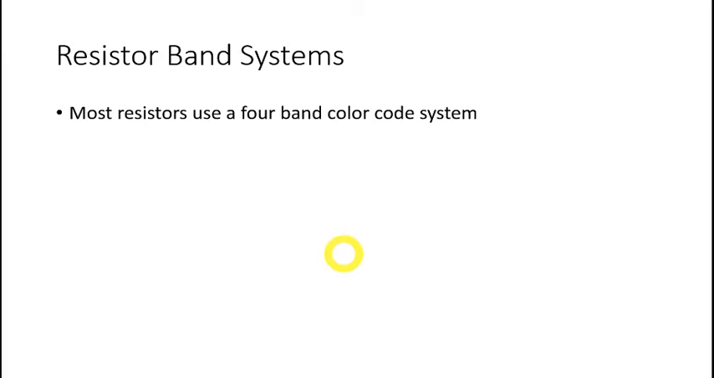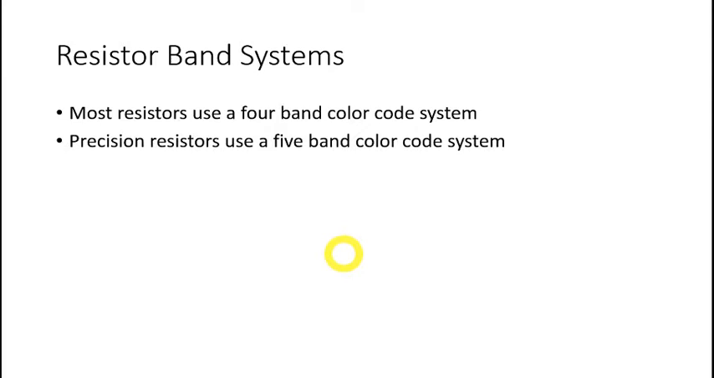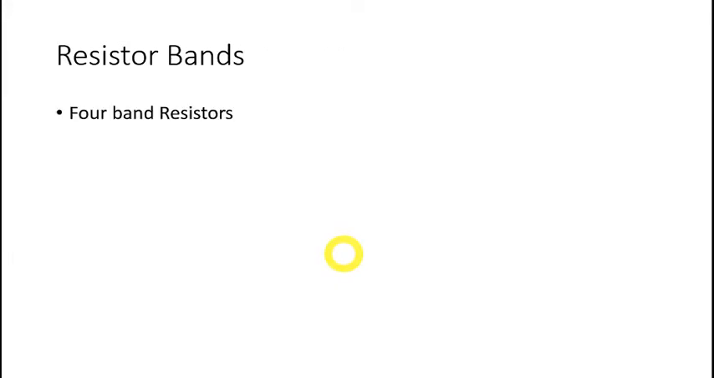Resistor band systems. Most resistors use a 4-band color code system, and that was actually true up till just recently. The cost of resistors has come down, and it could be 4, it could be 5, and we'll look at that a little bit more as we go through the lesson here. But this one is a very common one, the 4-band resistor. And then a precision resistor uses 5 bands, and it's going to have a tighter tolerance. We're going to learn what tolerance is in just a moment, but a precision resistor will use 5 bands in that case. Okay, so we're going to look at a 4-band resistor here first.